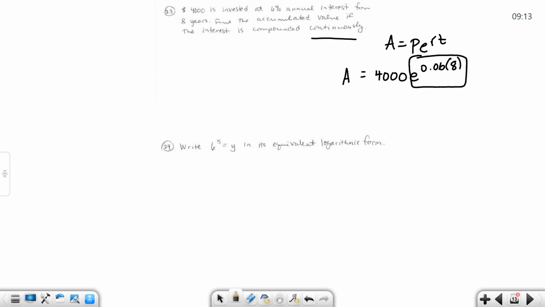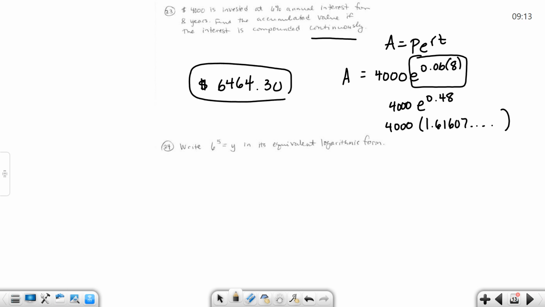Now, this is what you've got to take care of first in your calculator. So find your E button. You'll raise it to the 0.48 power once you multiply those exponents. And E to that power, I've got it written down as 1.61607 something. And once you get all that, you'll multiply by the 4,000. And when you get your final answer, you should get that.